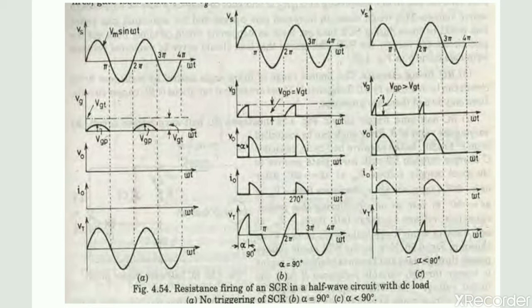The first one is Vs, that is the input AC signal, Vm sin omega t. The second waveform is the gate pulse waveform. The third one is the output voltage. The fourth one is the output current, and the last one is the voltage across the thyristor or SCR.